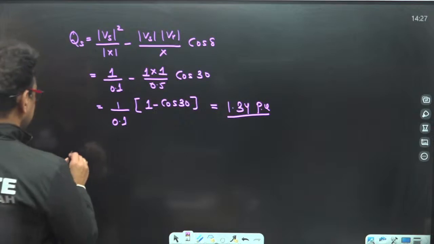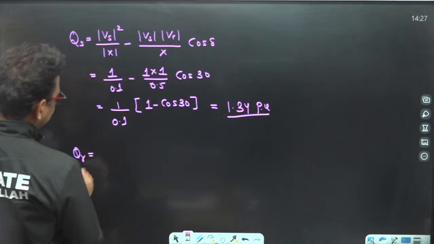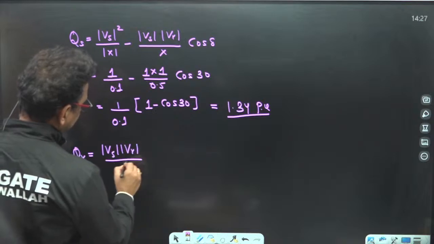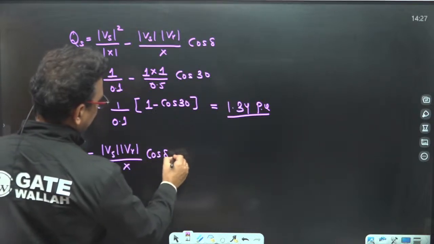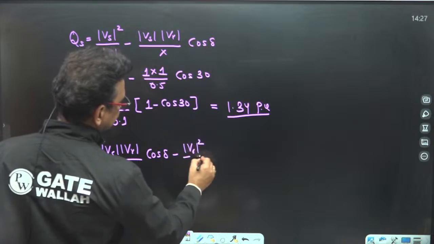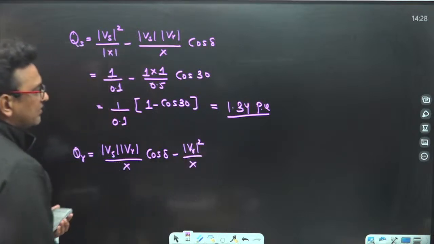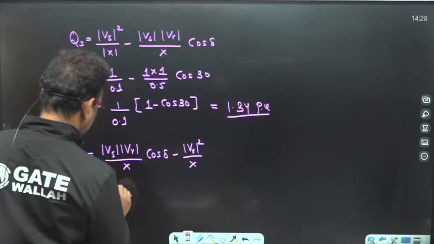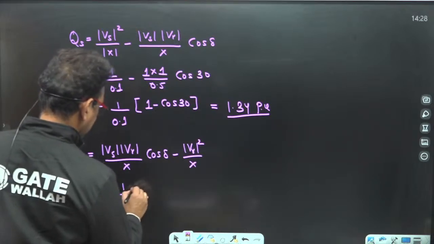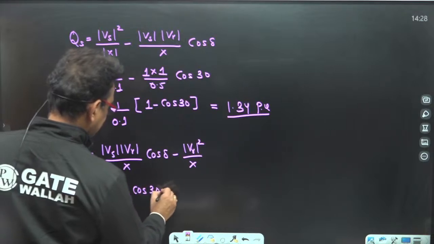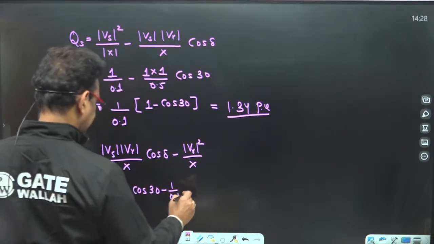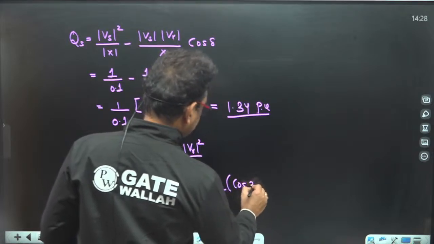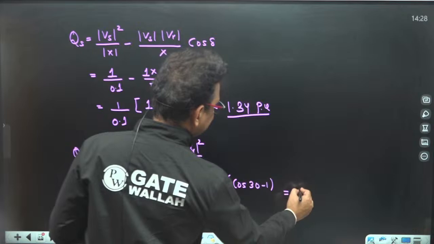Clear? Similarly, we can also find the value of reactive power at the receiving end. Its formula is Vs Vr upon X cos delta minus Vr square upon X. I will use the power formula for the lossless line. Again it is 1 into 1 upon 0.1, cos 30 degrees minus 1 upon 0.1. So 1 upon 0.1 times cos 30 minus 1. So it is minus 1.34.